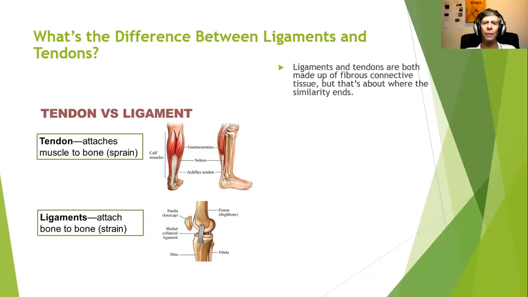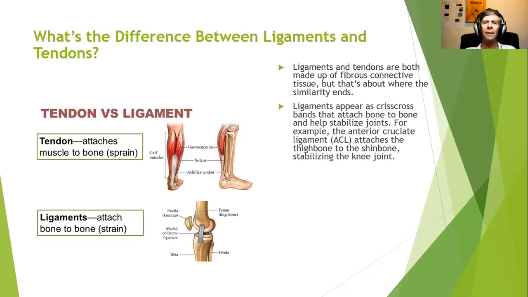Ligaments and tendons are both made up of fibrous connective tissue, but that's about where the similarity ends. And if you think of these things like if you've ever been on a cruise or you've been in the harbor and you've seen a ship with these massive, great big ropes, that is more or less how your ligaments and tendons are made up. It's a lot of little fibers joined together into a thick rope. And ligaments appear as crisscross bands that attach bone to bone, and they help to stabilize joints.